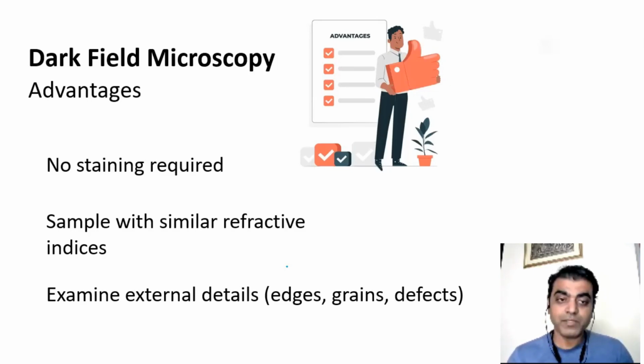Okay, samples with similar refractive indices are better. If the refractive index changes, then we may have problems, but usually samples with similar refractive indices are preferred. And as I mentioned, for material sciences people also, you can examine defects. It can be the edges, the grains, and these defect studies are very easy, as you don't need any time invested in preparing a sample before getting the images.